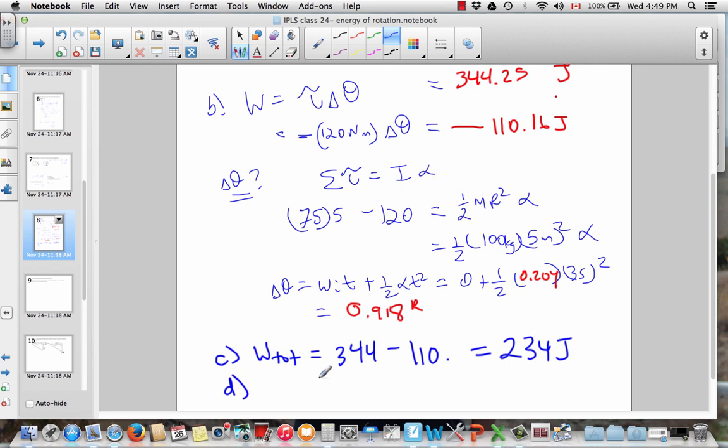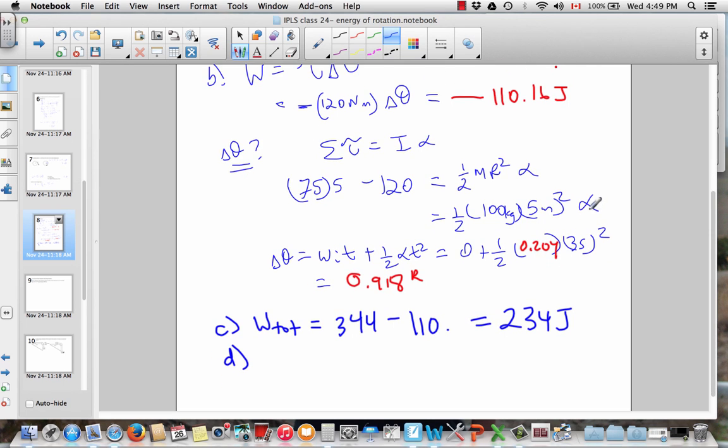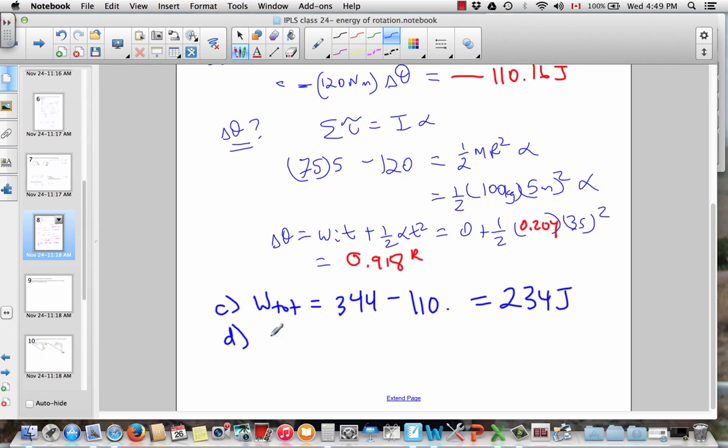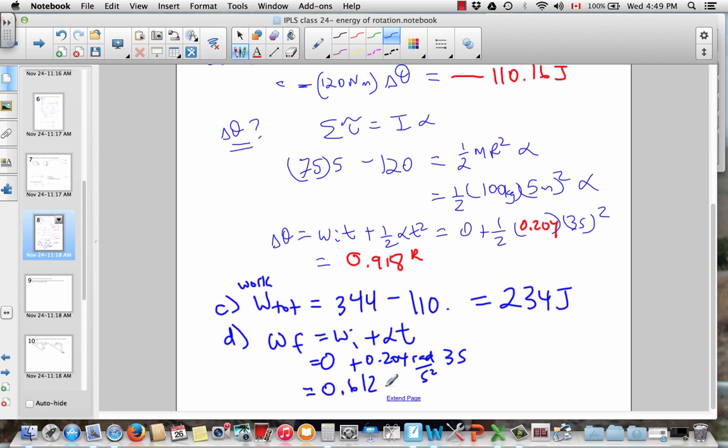Now, for the final speed, well, a couple of ways to do it. I could just do kinematics, because I know the angular acceleration and time. Now, we have to be a little bit careful. This W is work, and this isn't a W at all. This is an omega. So it starts at rest. It accelerates at 0.204 rads per second squared for 3 seconds. So that should give me a final speed of 0.612 rads per second.